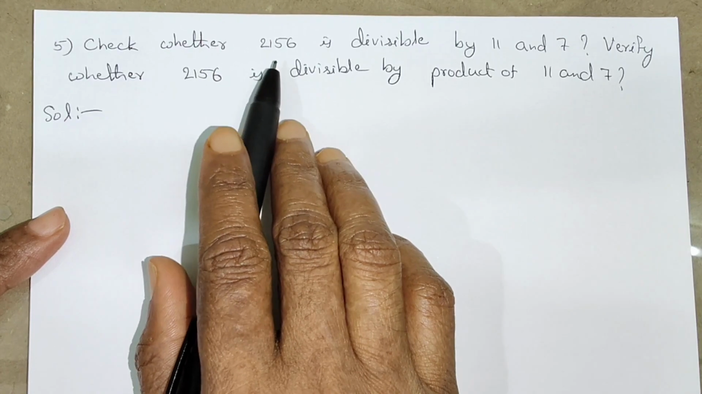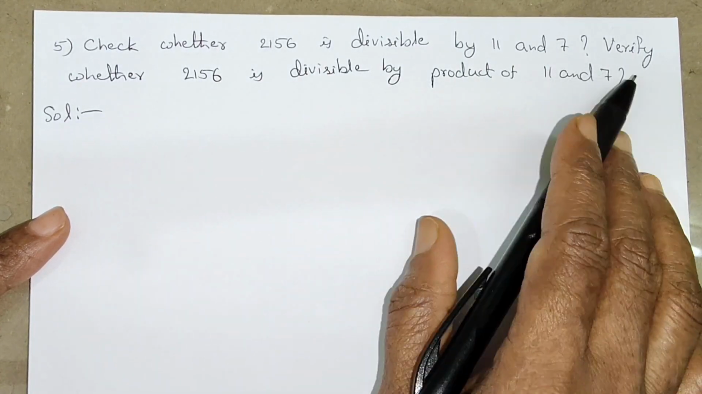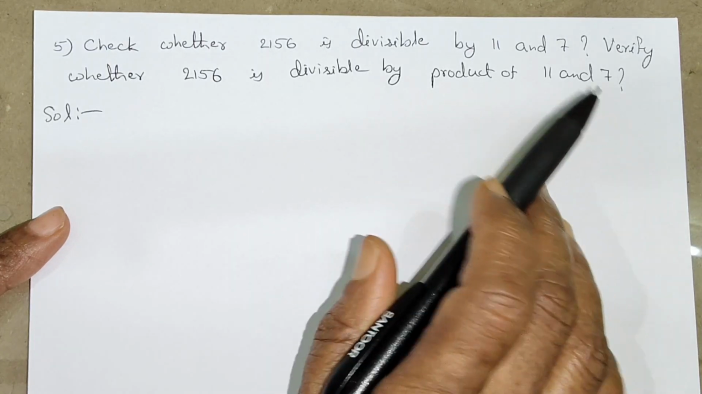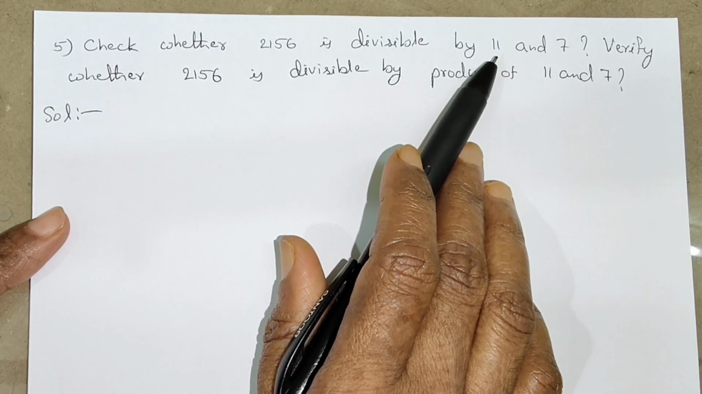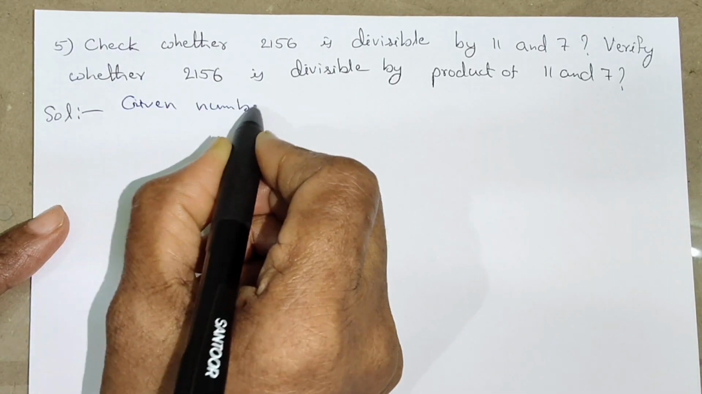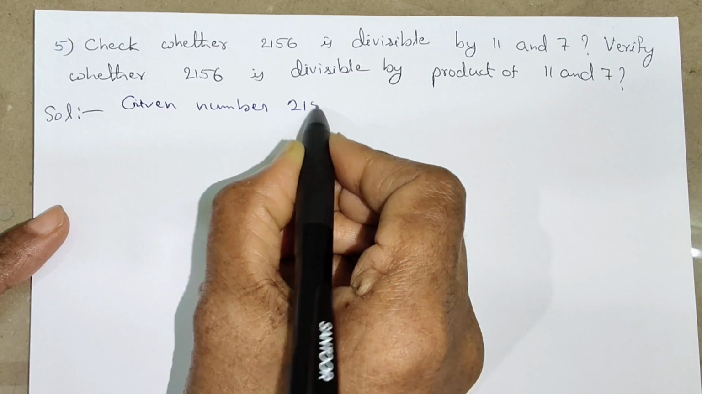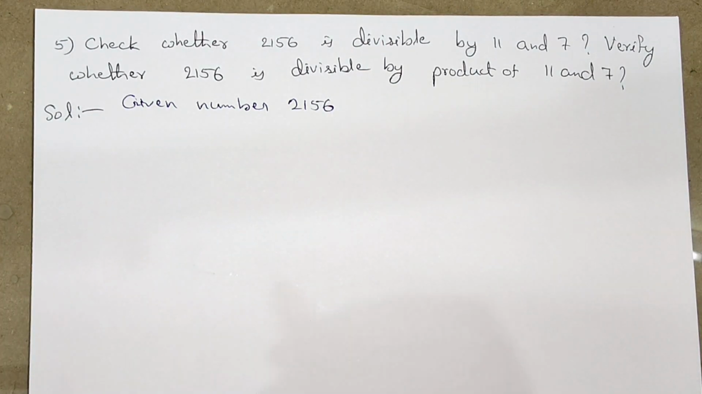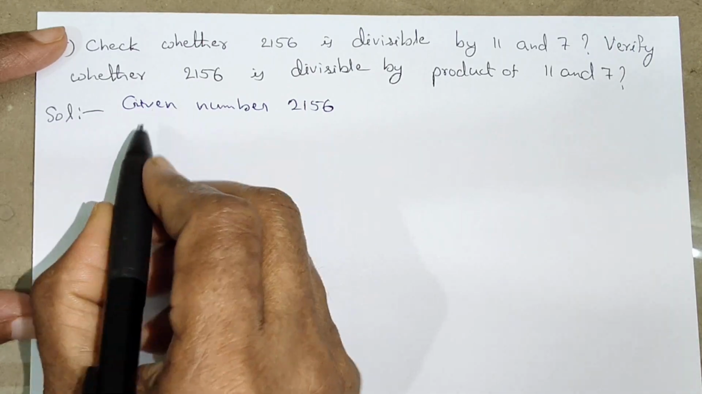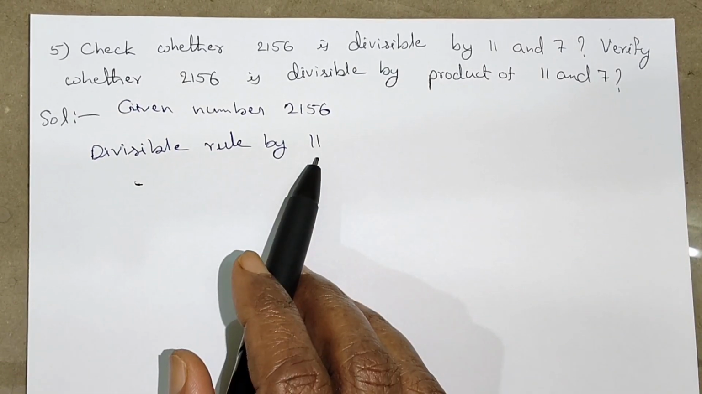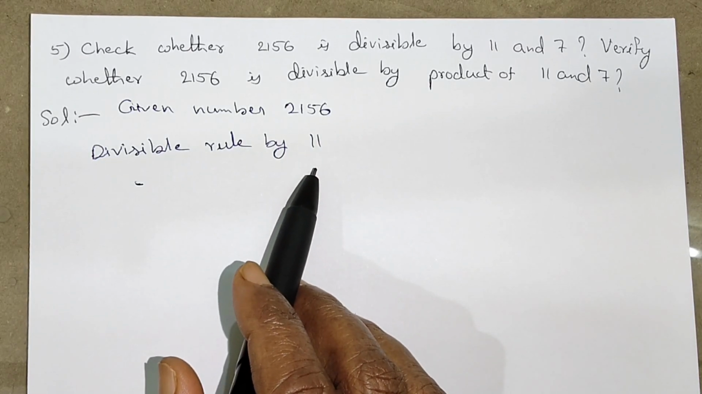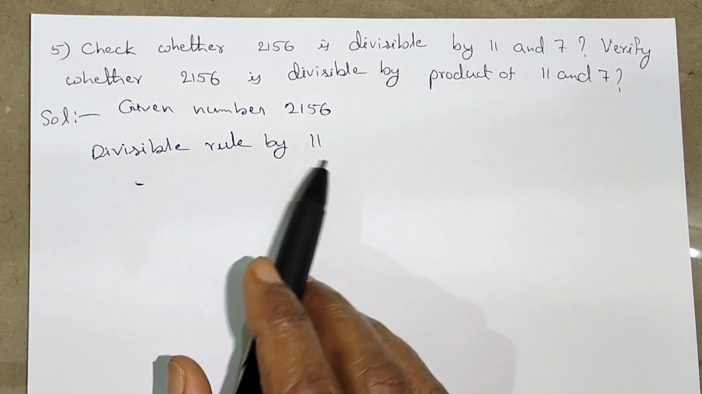Fifth one: check whether 2156 is divisible by 11 and 7. Verify whether 2156 is divisible by the product of 11 and 7. So first we verify the divisibility by 11 and 7. The given number equals 2156. First we check the divisibility rule by 11. The divisibility rule by 11 means the difference between the sum of the digits of odd places and the sum of the digits of even places.